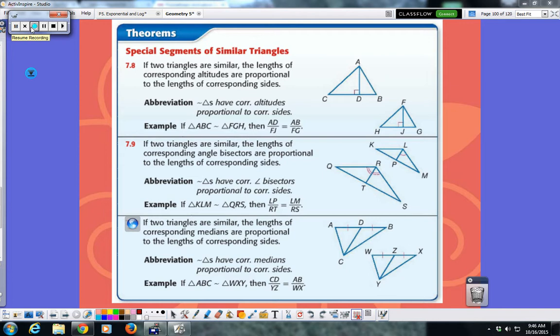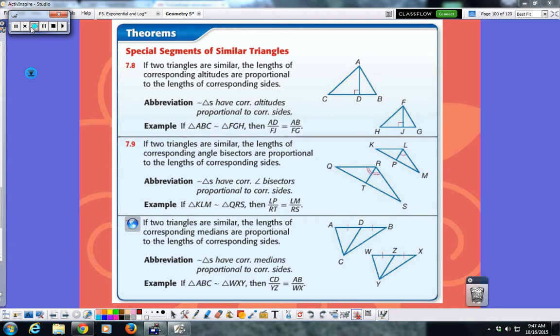Don't write all this down yet. I'm going to give you an easy way to remember it. Okay, these next three theorems all start out: if two triangles are similar, then this is true. If two triangles are similar, then their corresponding altitudes are proportional. If two triangles are similar, their corresponding angle bisectors are proportional. If two triangles are similar, the lengths of their corresponding medians are proportional.